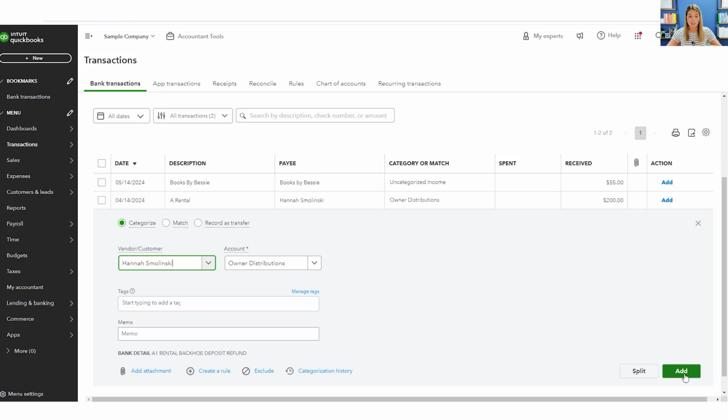Okay, so I just want to make sure that it depends on if the check has already been paid or the distribution was already paid and it comes through the bank feed, you can code it to owner's distribution. But if you're writing the check actively, then you want to go ahead and put it into the system. And then when that check comes through the bank feed, it should match up to the existing check that's already been written. Okay, so just a little thing about using QuickBooks Online.